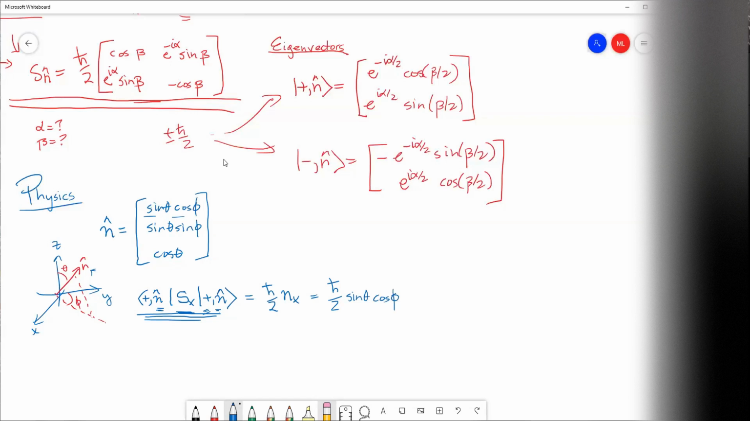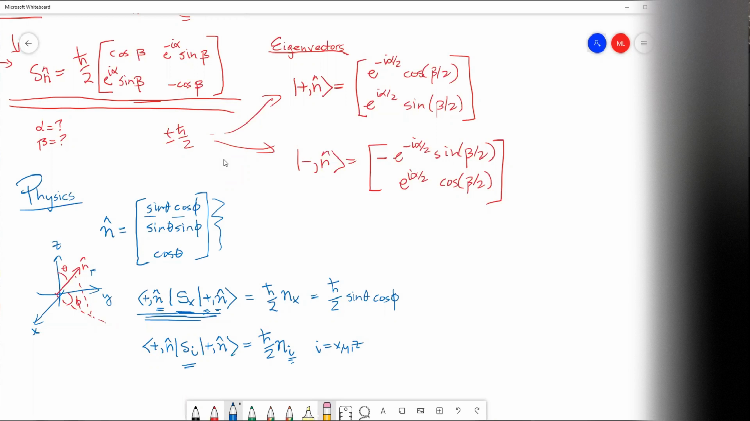Similarly for all of the other components, right? If I do the expectation value of any component of the spin, along x, y, or z, I better just get h bar over 2 times n, the component of n along that direction, where i is x, y, or z. So it must be one of these three things that you get.